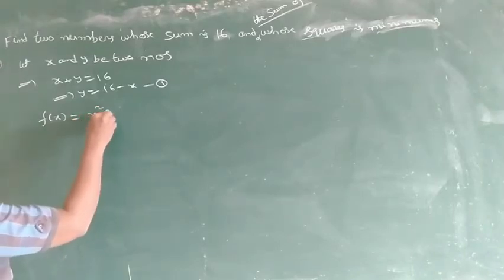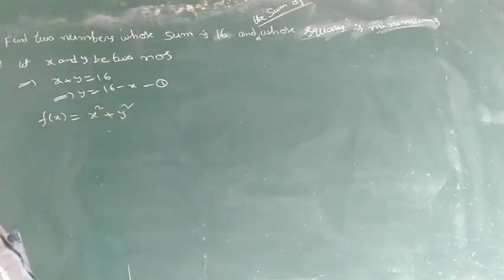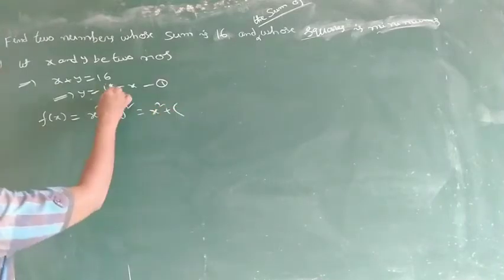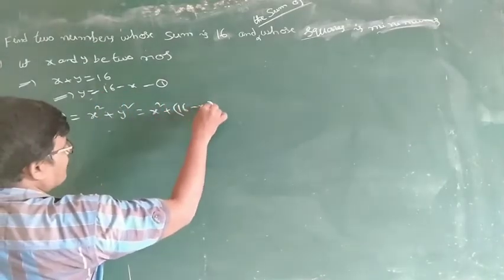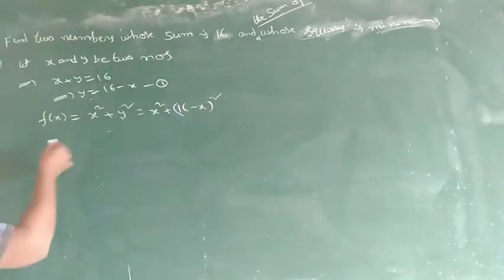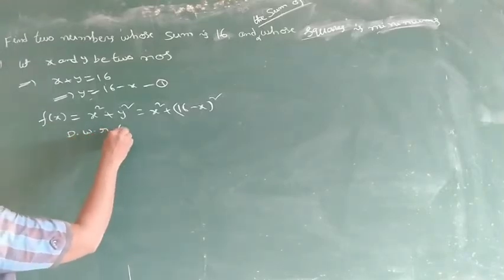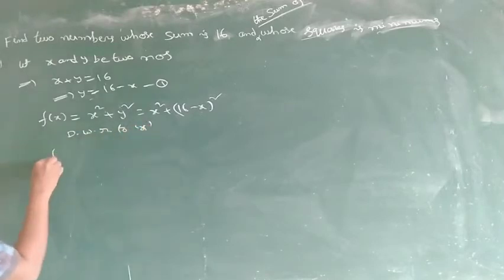What is f of x? The sum of the squares of the two numbers. So x square plus y square, that is x square plus (16 minus x) whole square. That is f of x. Same procedure again: differentiate with respect to x.